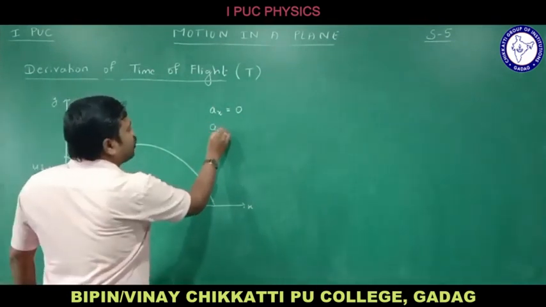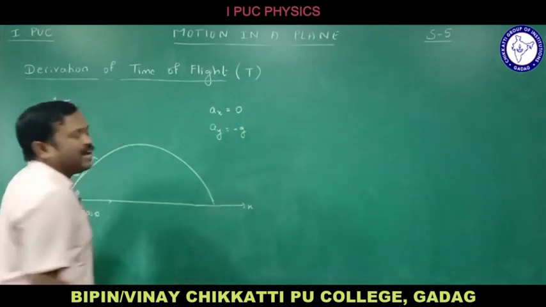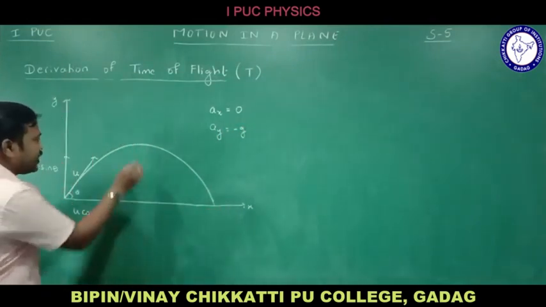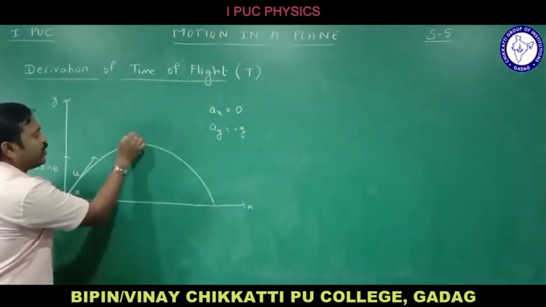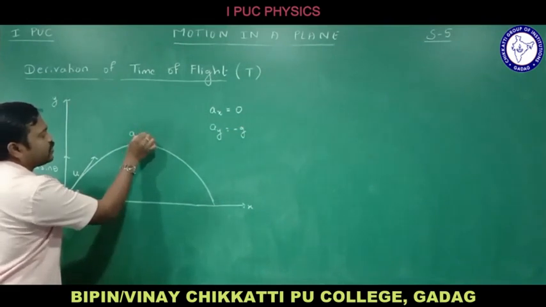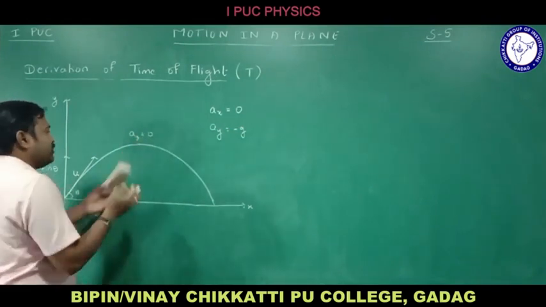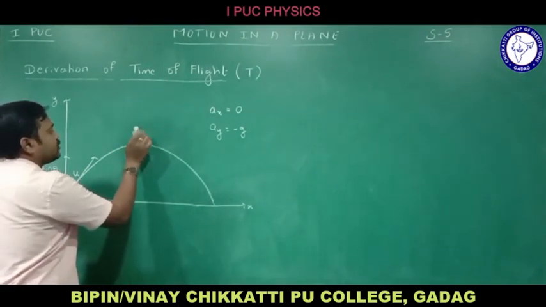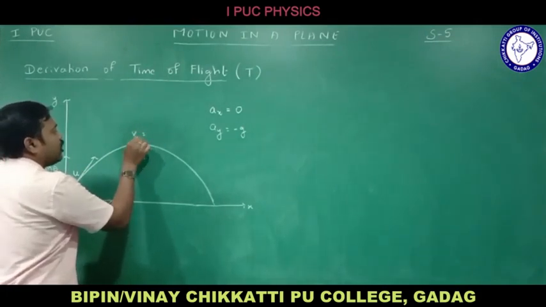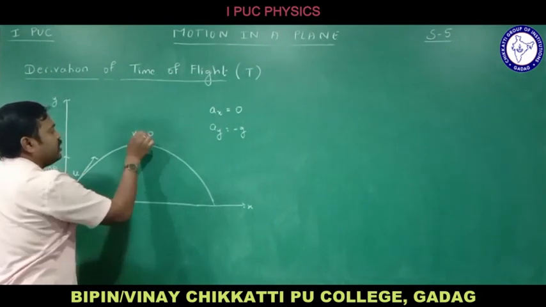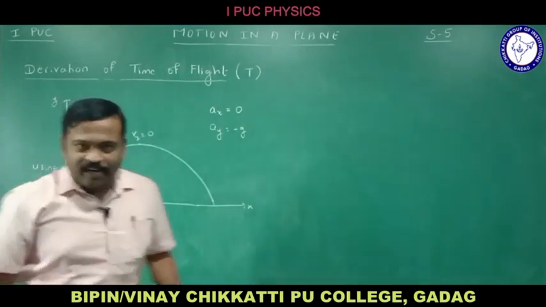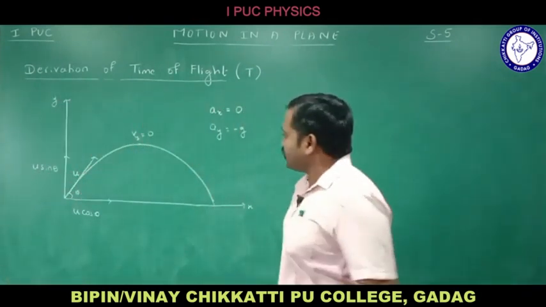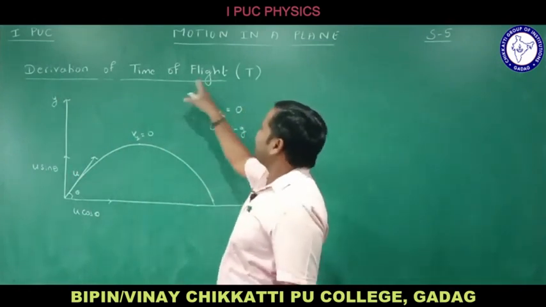So what is the acceleration along the y-axis? That is minus g. What is the velocity along the y-axis at this point, the highest point? It is 0 at this point. Now, what we need to understand here is that we are finding the time of flight.